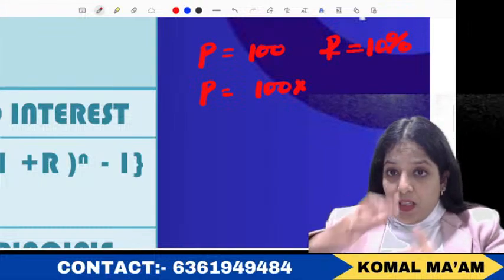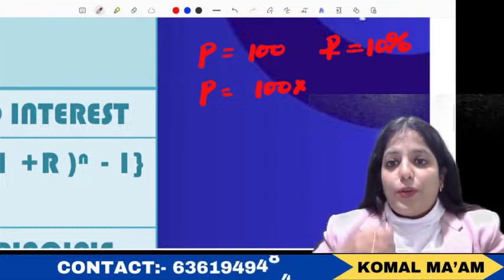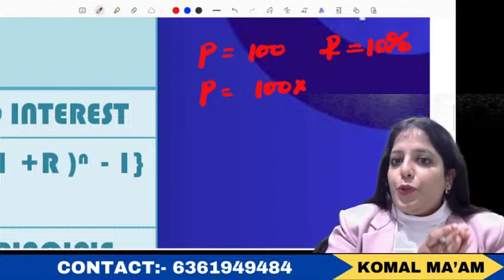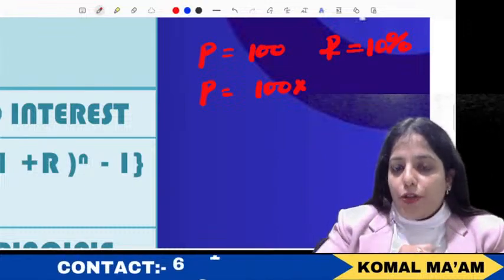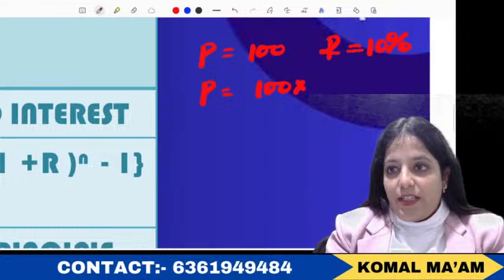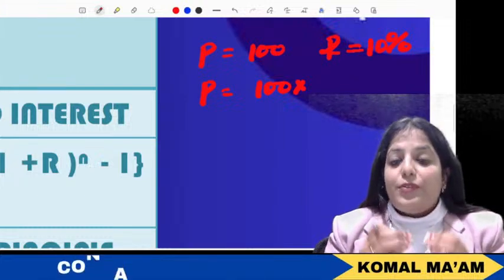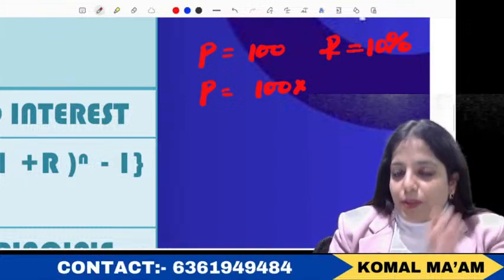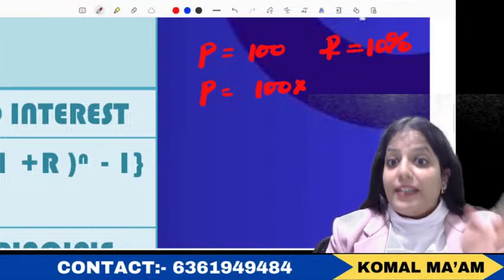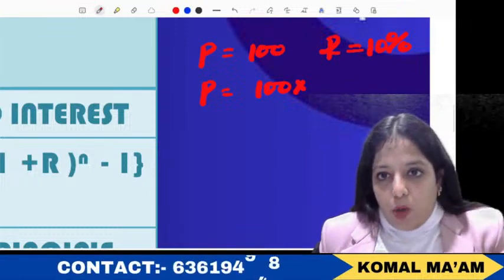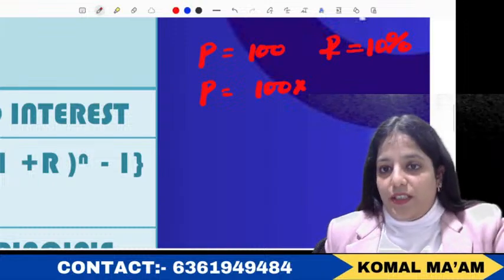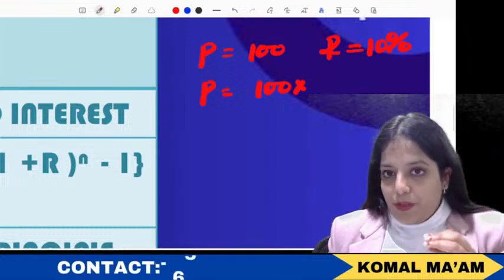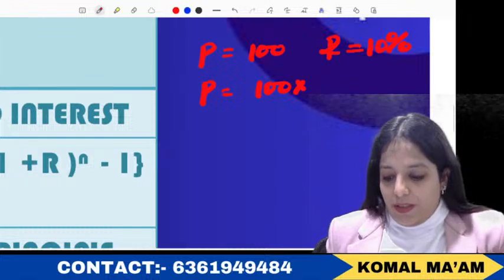Now after you earn the interest, what will be the amount? You invested 100, you got 10% as interest. So what will be the amount? It will actually be 110% of the initial principal, right? So the amount at the end of the first year will be 110% of the initial principal, right?